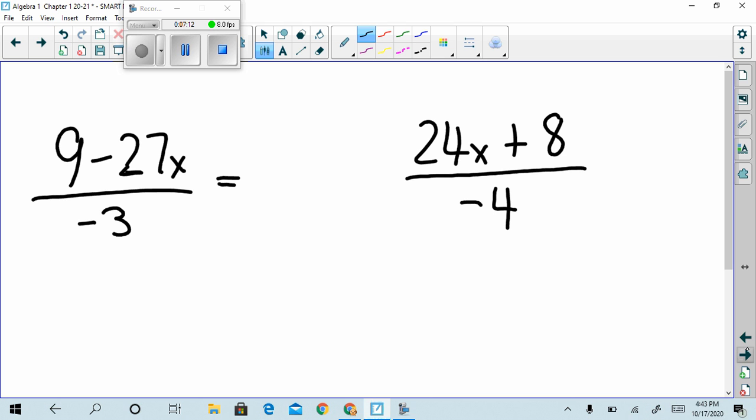Here we have two more. Now remember, this time I'm dividing by a negative. So I have 9 divided by negative 3 will be negative 3. And don't forget my signs now. When the signs are the same, I get a positive 9x.